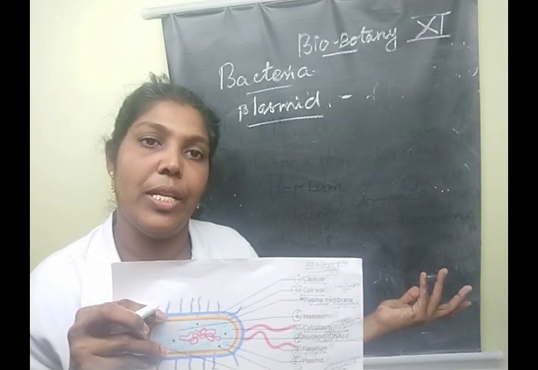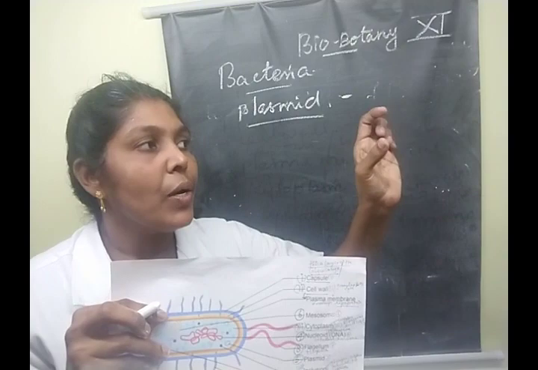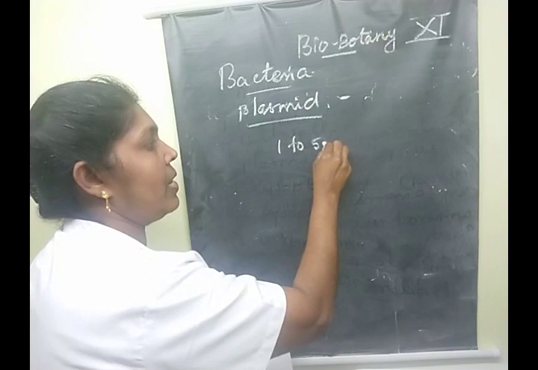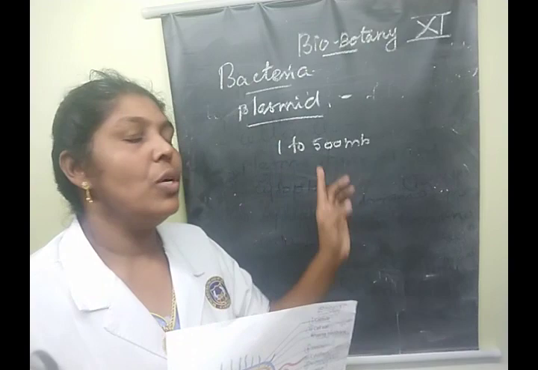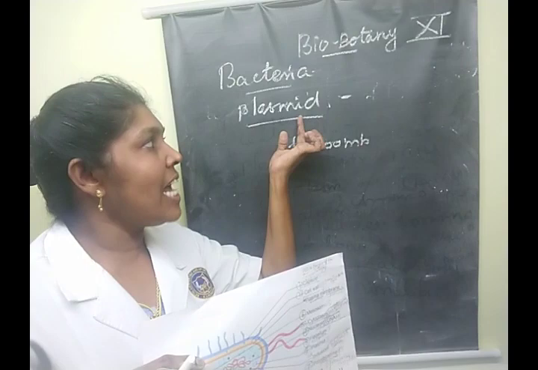The number of plasmids varies from species to species. The size of the plasmids varies from 1 to 500 megabytes. Clear? Yes.